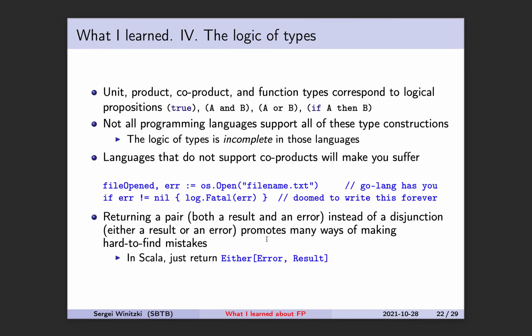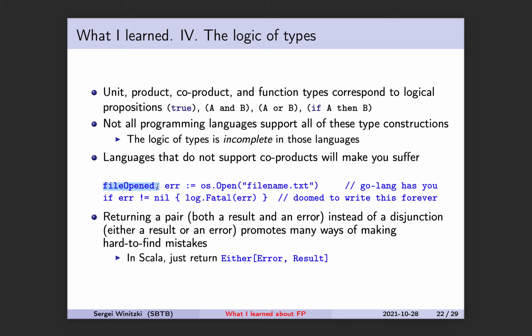Just as an aside, unit, product, coproduct, and function types correspond to logical propositions. This is the Curry-Howard correspondence. The propositions true, A and B, A or B, if A then B. So logic that does not have some of these operations is incomplete. And not all programming languages support all of these type constructions. So, for example, the Go language does not support coproducts. Actually, a lot of languages do not support coproducts, and that makes you suffer.